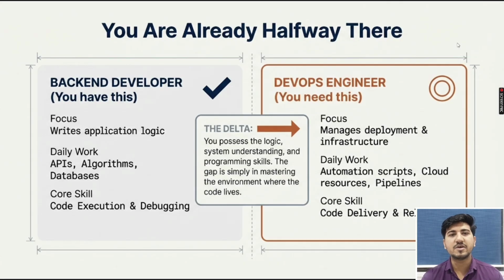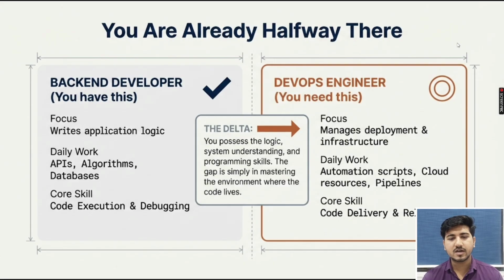The next halfway will be your DevOps or developer engineer role, where you will have to focus on management and deployment as well as managing the infrastructure. Your daily work will be to automate scripts based on the cloud and cloud resources, managing the different APIs and pipelines. All these things will be in the DevOps role, which you have to learn over time. Your core skills will be code delivery as well as reliability, because once you have made your project, it should be reliable enough that there should not be any flaws or breakdown in your code or scripts.